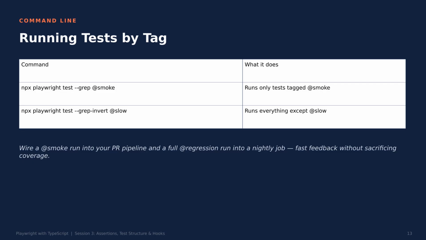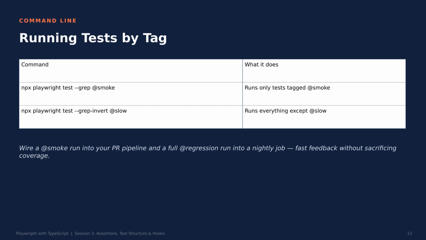Once you've tagged things, here's how you actually run a subset. npx playwright test --grep @smoke runs only the tests tagged @smoke. npx playwright test --grep-invert @slow runs everything except the ones tagged @slow.